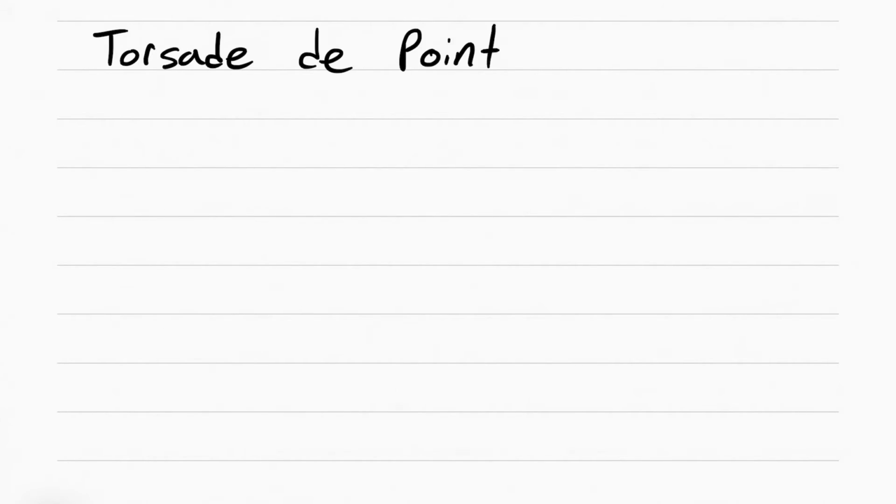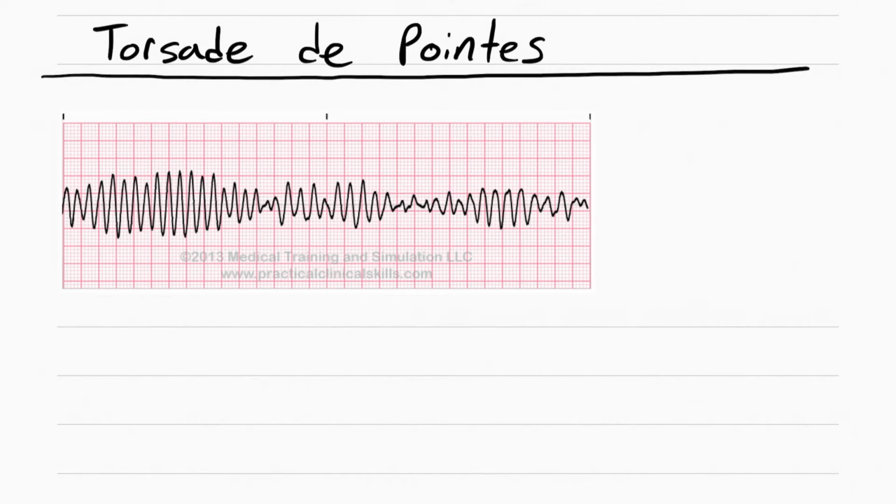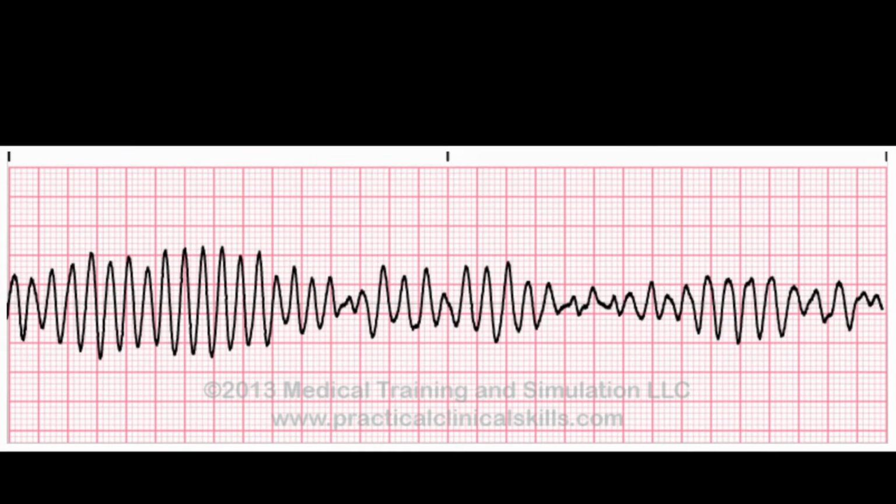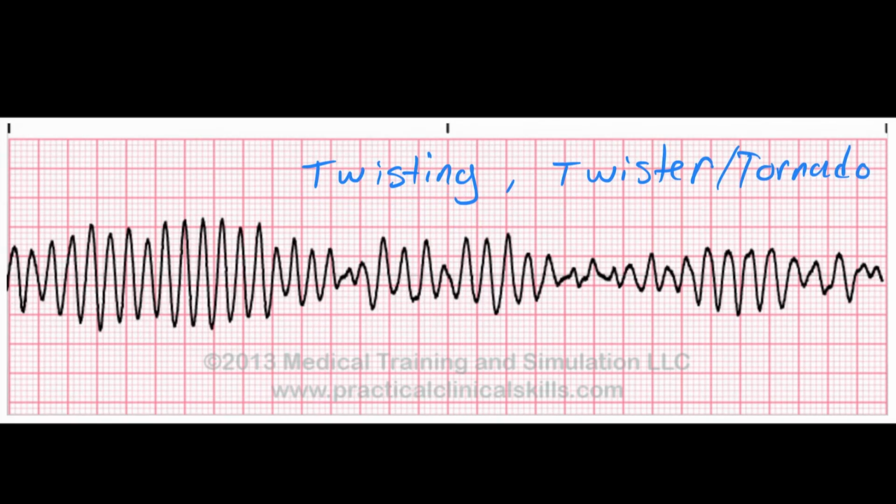Alright, the next dysrhythmia is torsade de pointes. Now, torsade actually means twisting. So when we take a look at the rhythm, we see the rhythm starts twisting. It goes really long and tall QRS complexes, and then it gets very small, and then very long again, almost like a tornado or a twister.